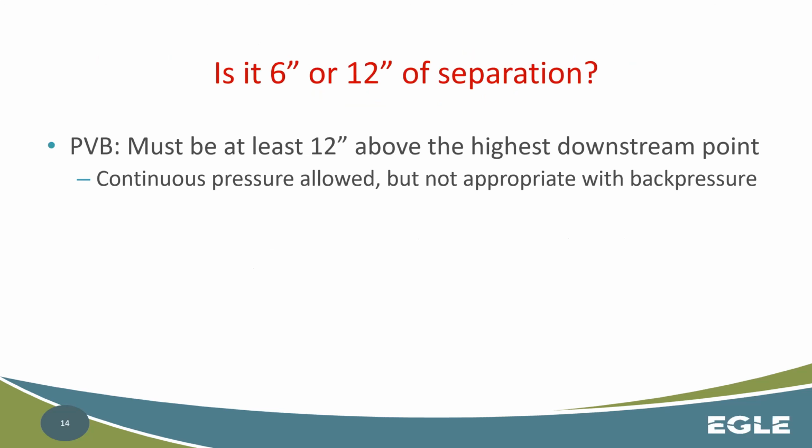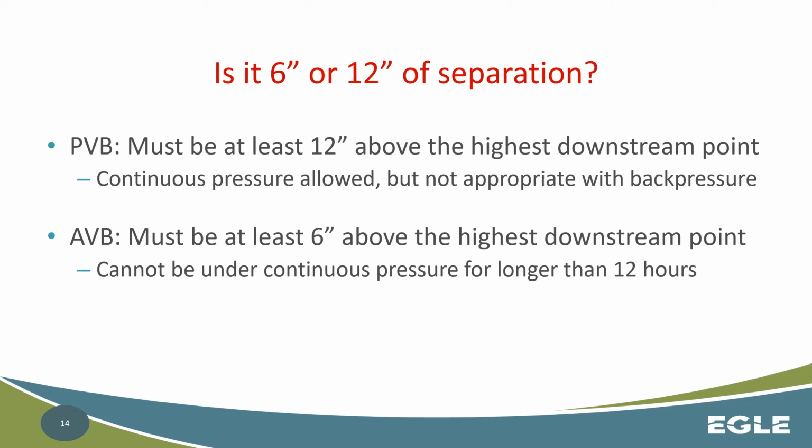Pressure vacuum breakers must be at least 12 inches from the highest point. Continuous pressure is allowed. Another thing to note about pressure vacuum breakers, you can have a downstream valve too, right? But if there's a pump downstream, you can't do it. The pump has to be upstream from it, not downstream, okay? Atmospheric vacuum breakers need 6 inches above the highest point, no valves, and are not allowed under 12 hours of continuous pressure or use.